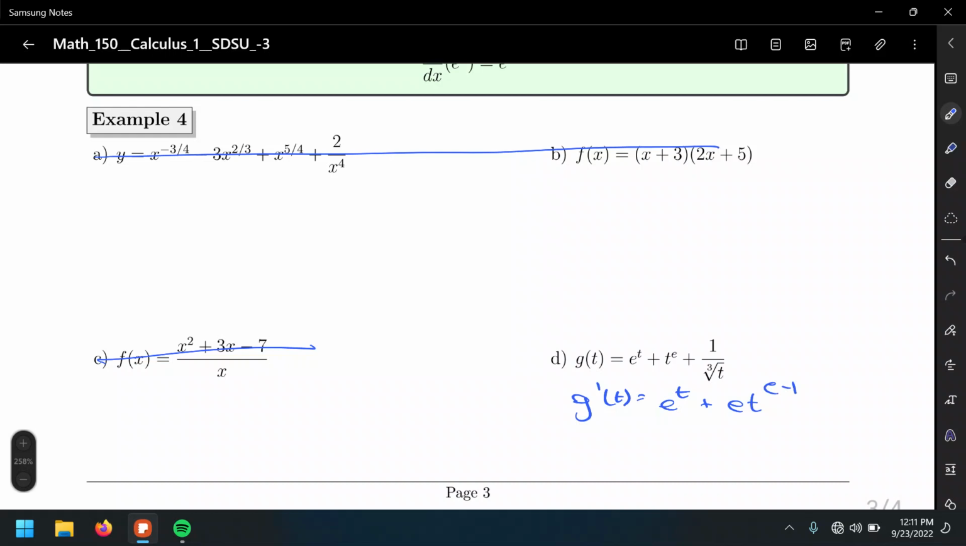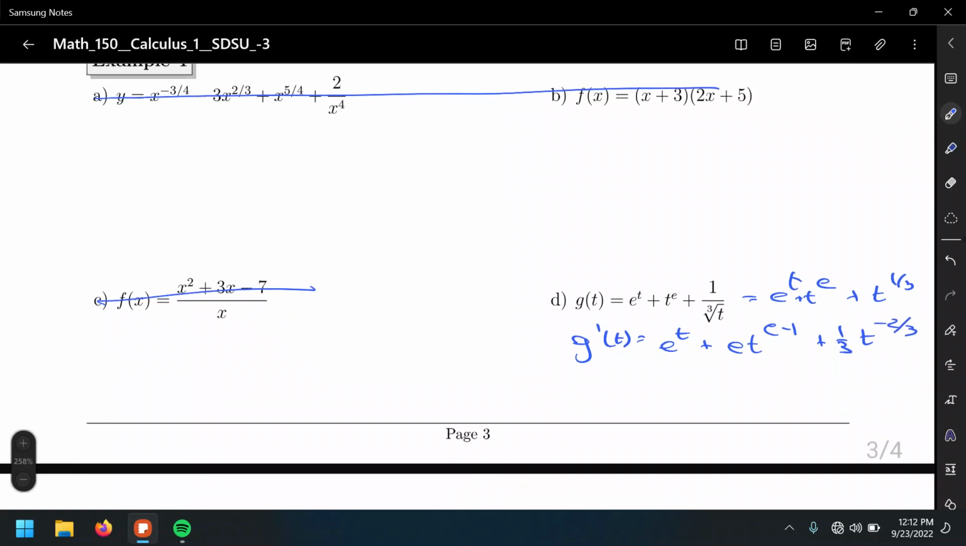In this case, the power is not an integer like 5 to the 4th power, so it's an irrational number. Let's just leave it like this. Now we cannot differentiate this radical, so this should be plus t to the 1/3, right? t to the 1/3 minus 1. What's 1/3 minus 1? Negative 2/3.